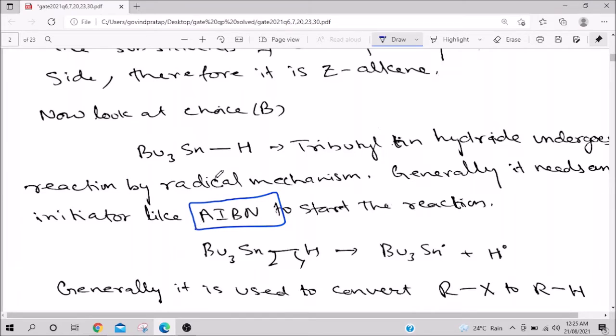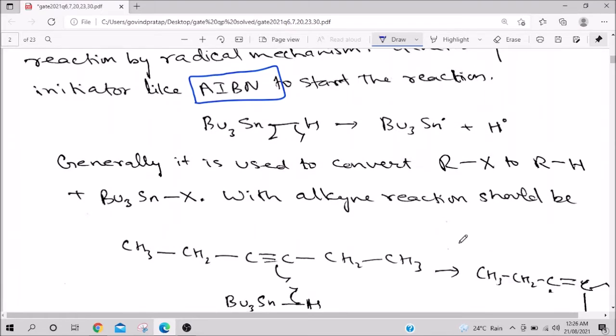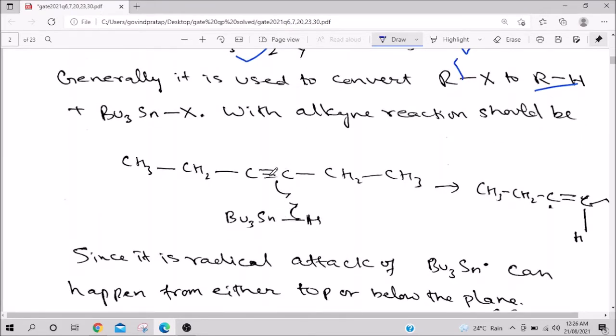If you put Bu3SnH, it will break up like this. Generally it is used if you have an alkyl halide and you want to convert it into an alkane. The R dot comes here, takes away this proton and gives RH. That's what it is mostly used for. Let's see what happens here. I looked quite a bit and didn't find any reaction where they have reacted an alkyne with Bu3SnH, not even one paper. My guess is this: it will break up, this will come here, and the proton gets added here.